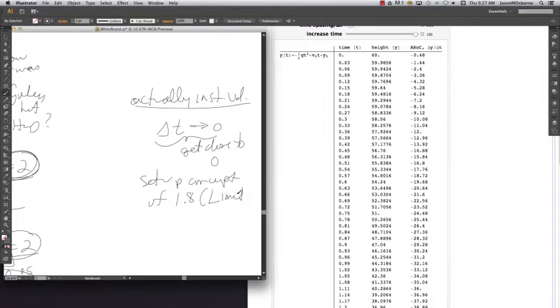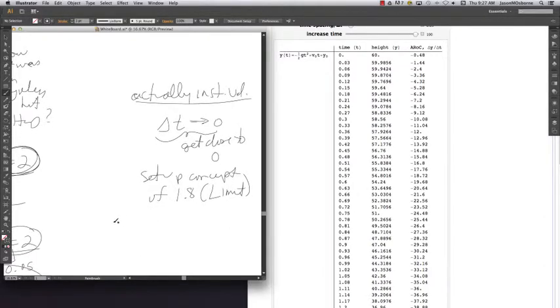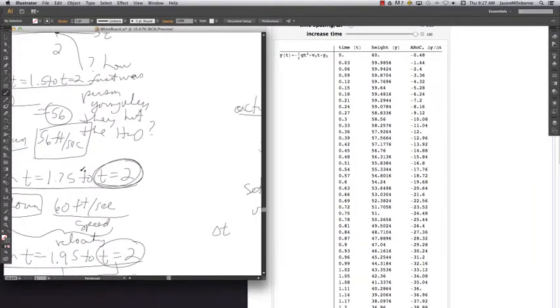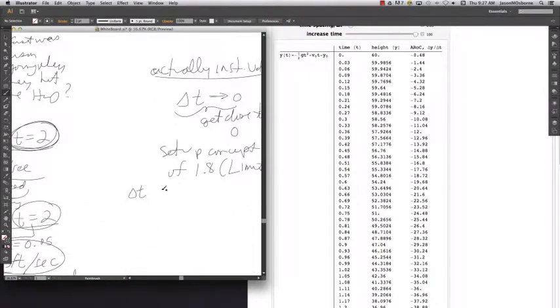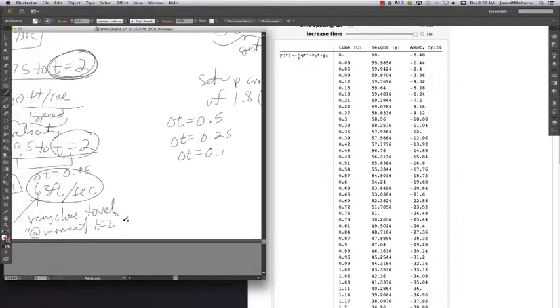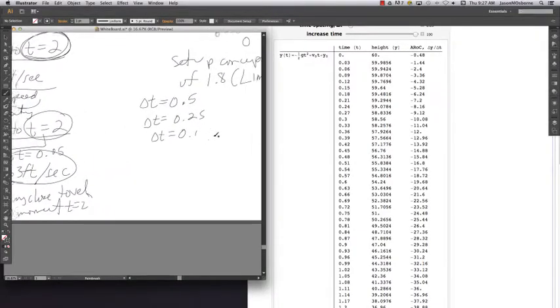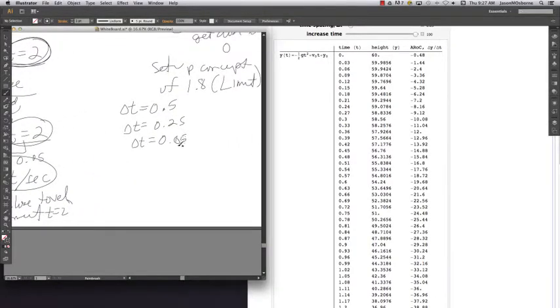And this idea sets up the concept of what we're going to talk about in section 1.8, which is the concept of a limit. What we're limiting on is, in the first example I did over here, delta t was equal to 0.5. So we went from delta t equal to 0.5. We then went to delta t is equal to 0.25. We then went to delta t is equal to 0.05. I can't remember what that was. 0.05, right?